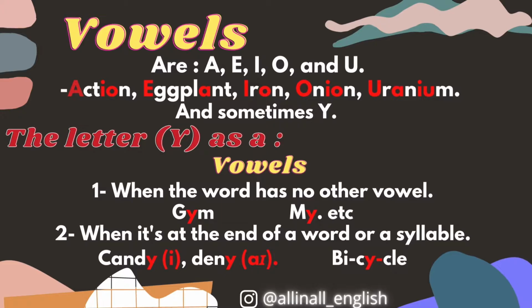And the other part of this case, which is when the letter Y comes at the end of a syllable. Don't worry, we'll talk about them later in this video. We have the word bicycle, and it's divided into 3 syllables: bi, si, cle. And the letter Y comes at the end of the second syllable. That's why it's a vowel.